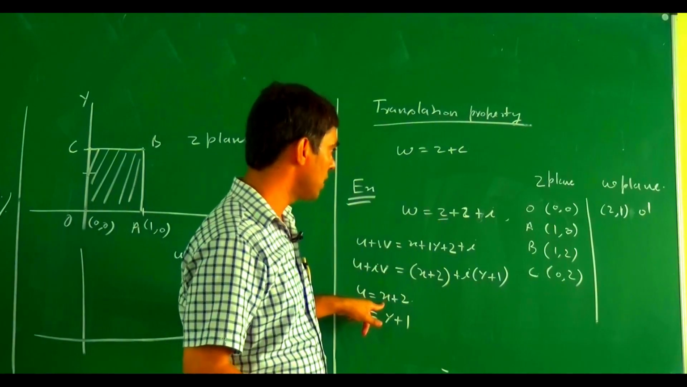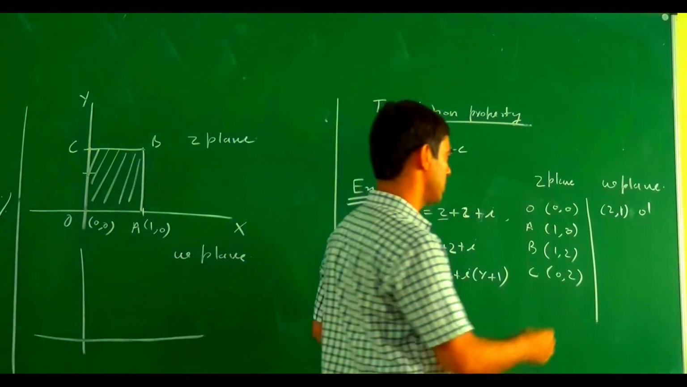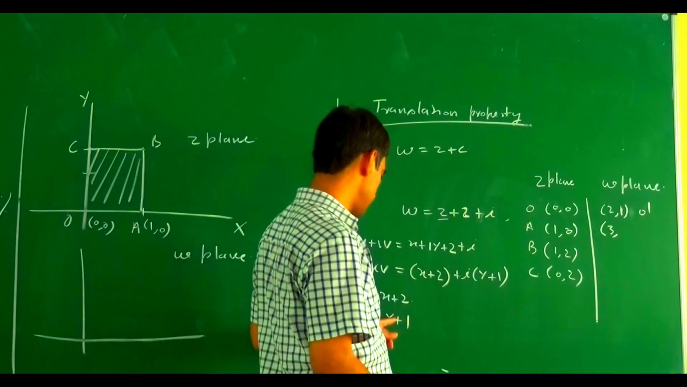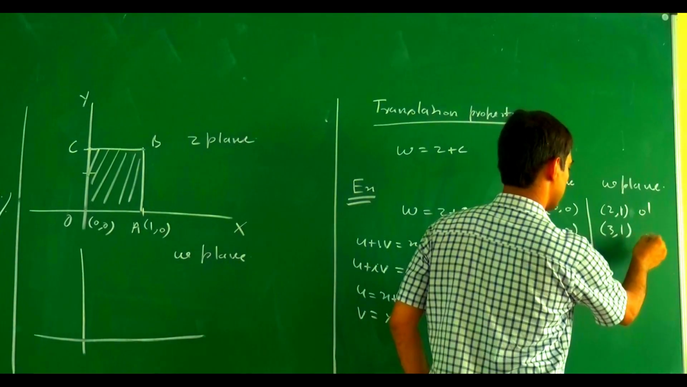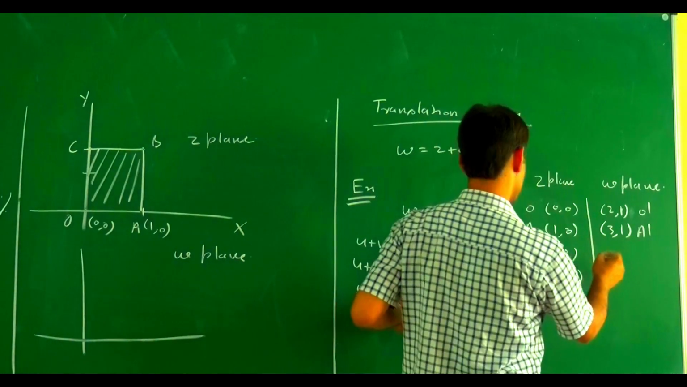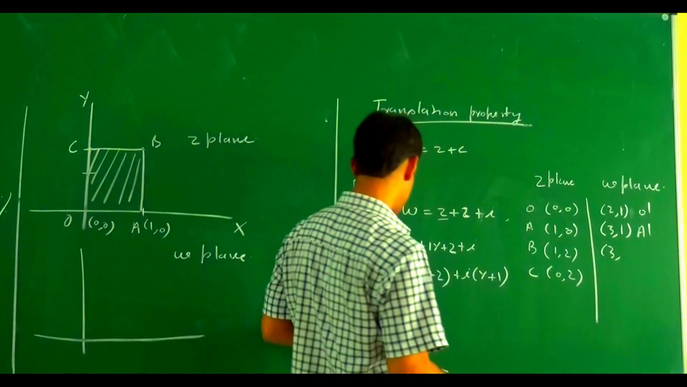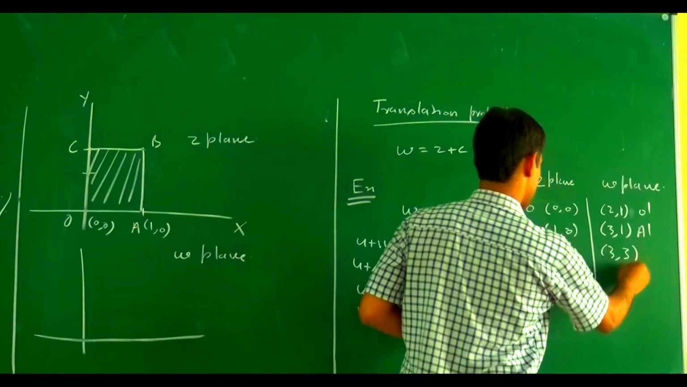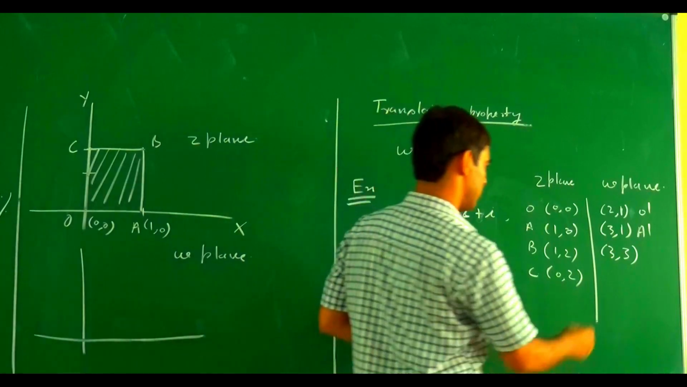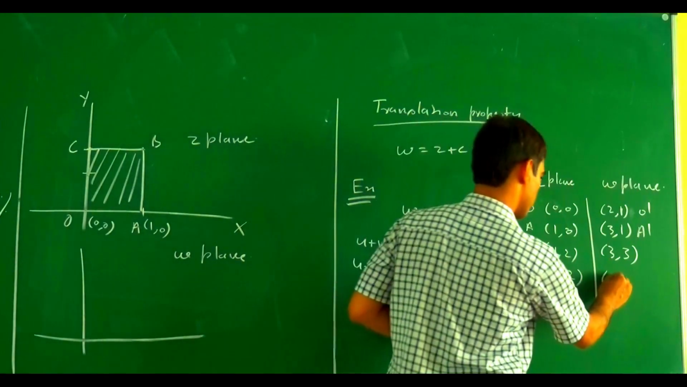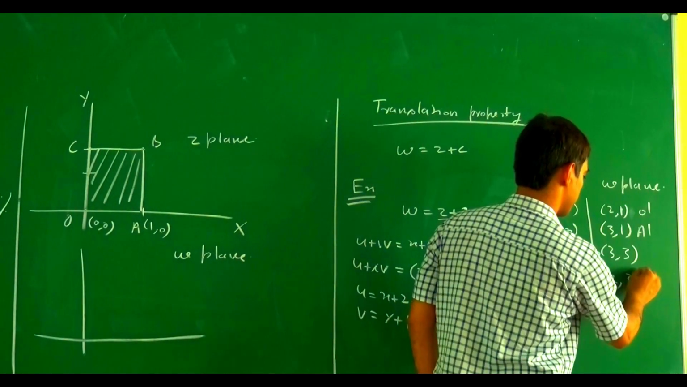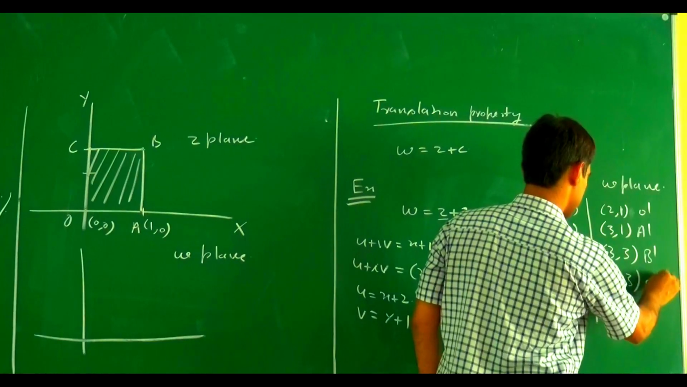And for (1, 0), x is 1, then U is 3, and y is 0, then V is 1, so (3, 1). This one is A dash. Similarly for (1, 2), U is 3 and V is 3. And for (0, 2), x is 0, then U is 2, and y is 2, then V is 3. This one is C dash.